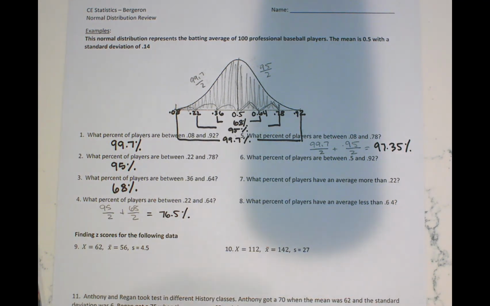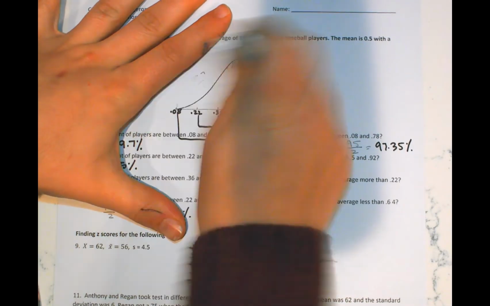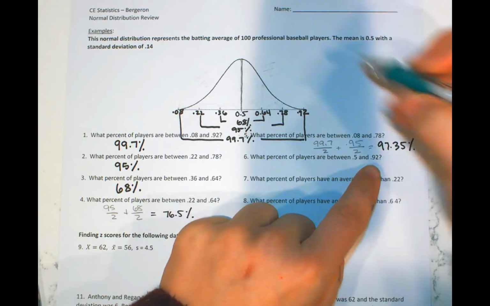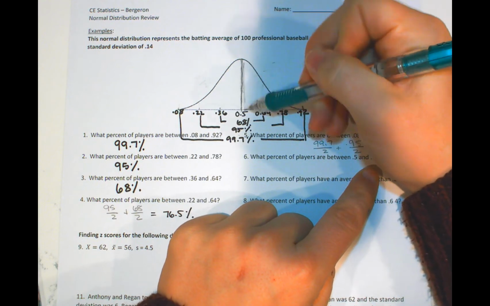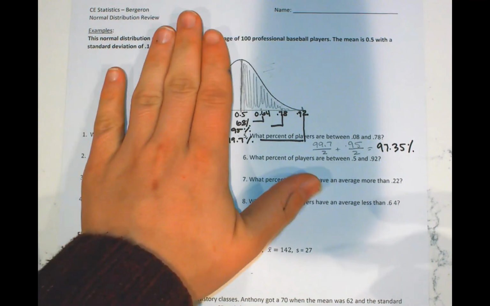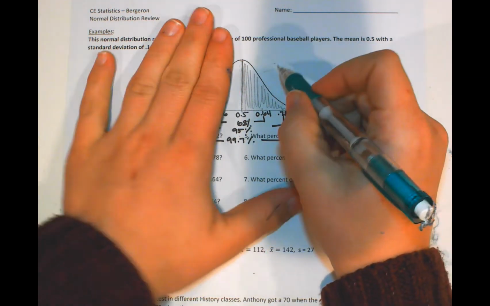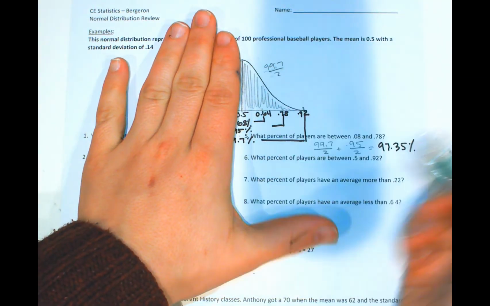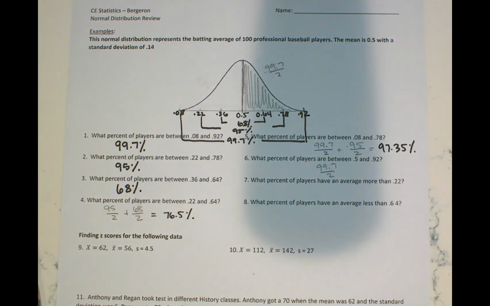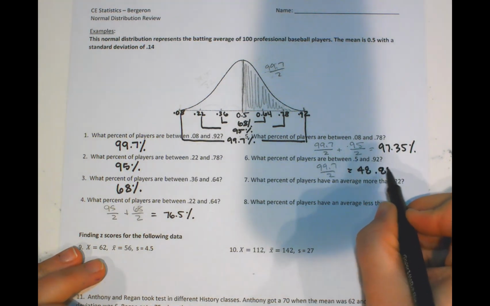All right, so then what percent are between 0.5 and 0.92? So now between 0.5 is right there in the middle and 0.92. So really I'm just looking at this half of my graph that's 3 standard deviations away. So I'm looking at my 3 standard deviations, but only half of it. I didn't go all the way to the other end. I just did half of it. So that would just be my 99.7 divided by 2. So then 99.7 divided by 2 would give me 48.85.